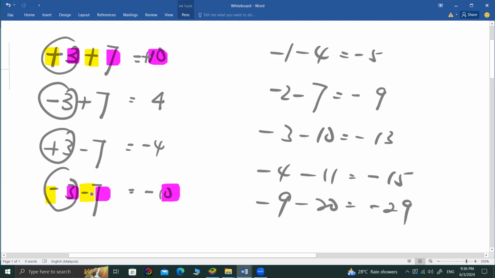See, when the negatives are both the same, you add them up. Okay, see, I add them up. Nampak? If both are positive, I also add them up, but with the positive sign. Okay?